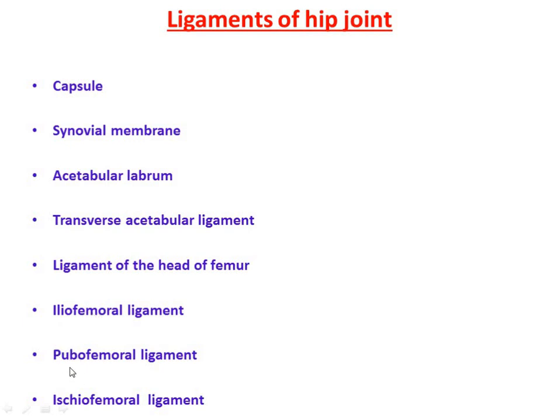Pubofemoral, coming from the pubic component of the hip bone to the femur. And ischiofemoral, coming from the ischium component of the hip bone to the femur. So, all these ligaments, namely capsule, synovial membrane, acetabular labrum, transverse acetabular ligament, ligamentum teres or the ligament of head of femur, the iliofemoral ligament, pubofemoral and the ischiofemoral ligament are surrounding the hip joint.